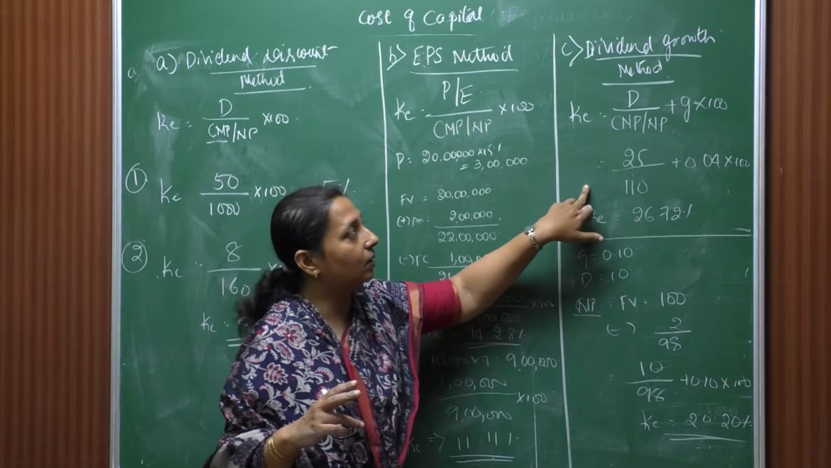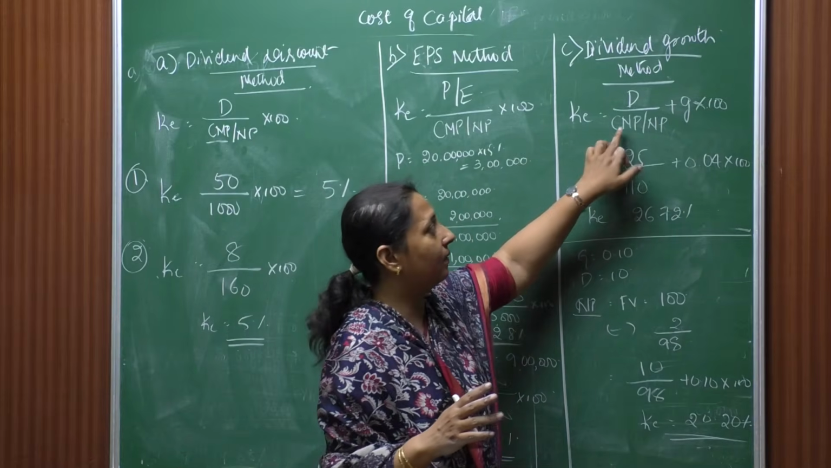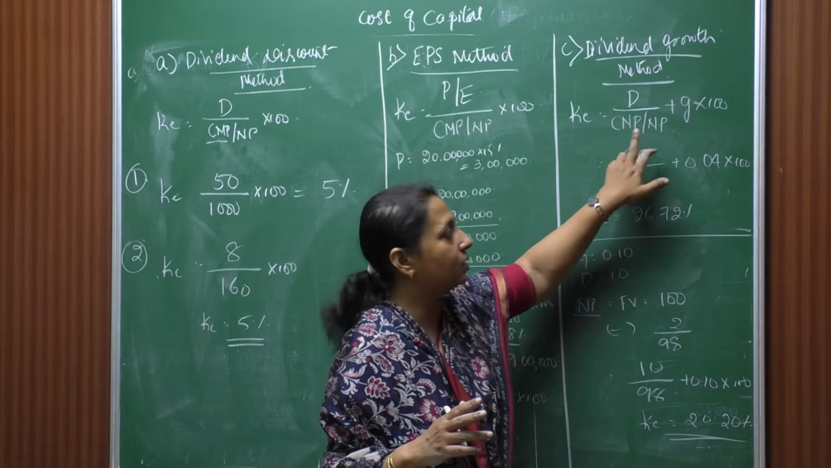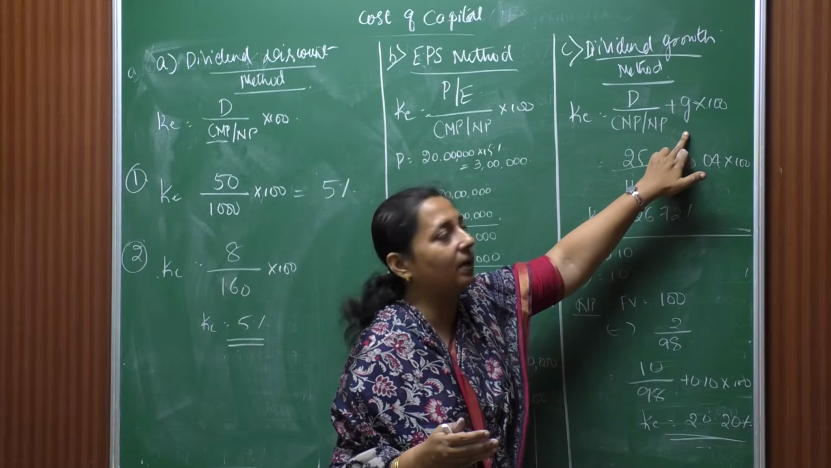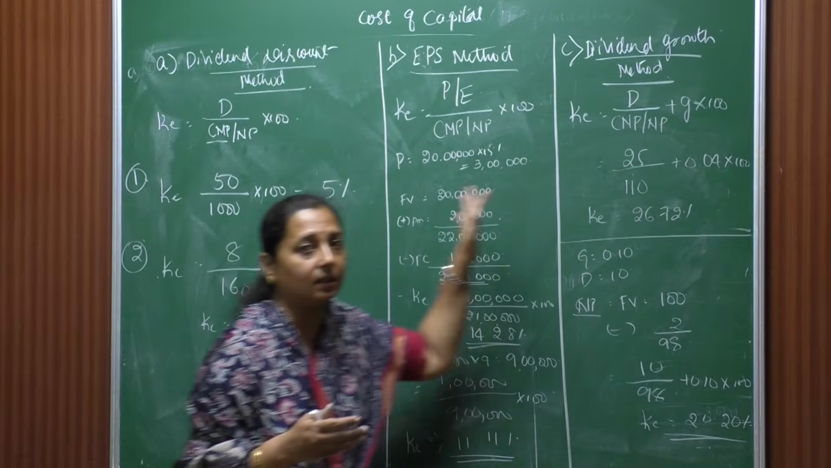When it comes to the dividend growth method, dividend will be given importance, along with CMP, current market price, and the percentage of growth that is expected after a certain number of years. So these are the 3 methods.